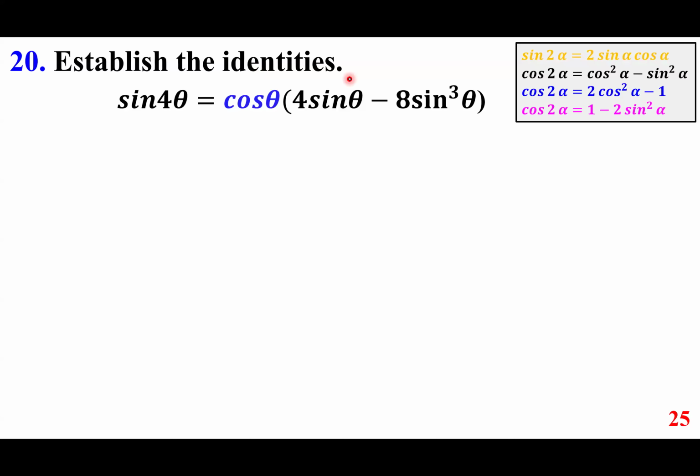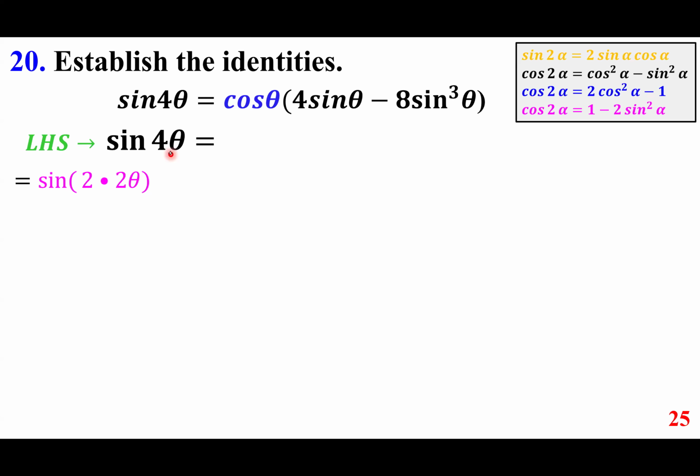Establish the identity. Sine of 4 theta is cosine theta times (4 sine theta minus 8 sine cubed theta). On purpose, I want to do this two different ways. I can start from the left or the right hand side. So let's start with the left hand side. Perhaps using the right hand side is a tad easier. You make a decision. But sine of 4 theta is, well, 4 theta is 2 times 2 theta.